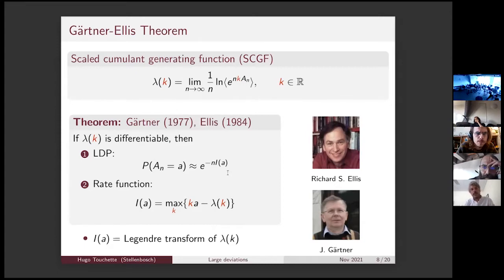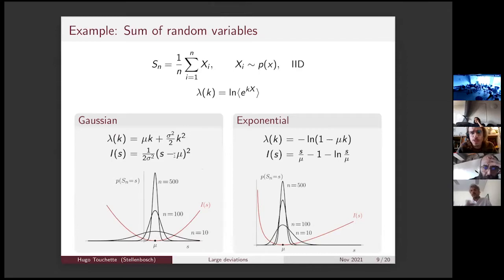But yes, this is quite a general result. It was put forward in '77 by Gartner, and then the conditions were generalized by Ellis in 1984. So the version I'm putting here is basically the version of Gartner. The version of Ellis is a bit more technical, but that's essentially the result there. Differentiability is very important here, and it relates to the convexity of the rate function.